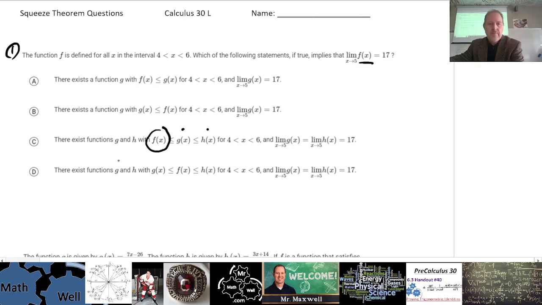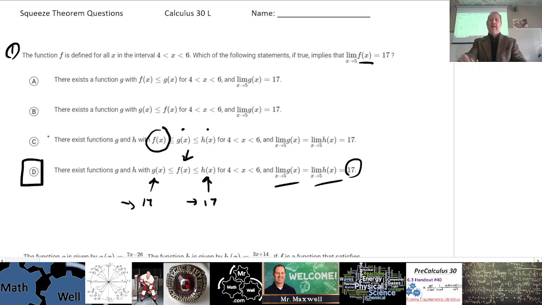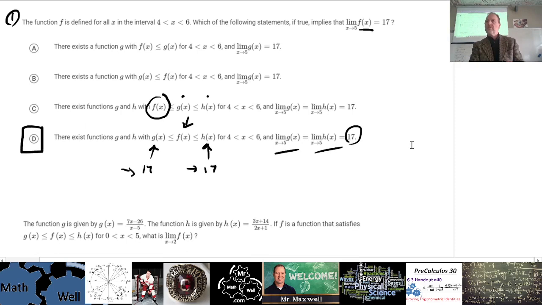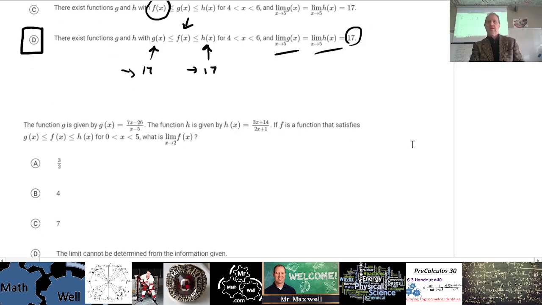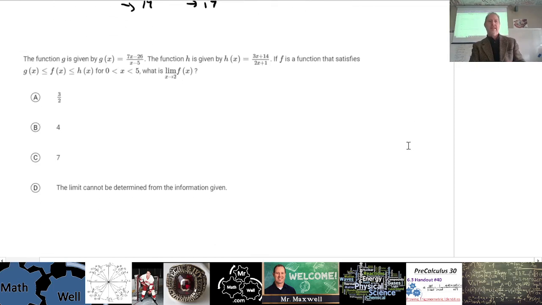Let's look at D. There exists a function where f of x is in the middle of g of x and h of x, and the limit of g of x and h of x as they both approach 5 is 17. So does this look rather squeezy? This looks pretty squeezy to me. Those both approach 17, and so f of x is in the middle of it. So would you agree with me that D is our correct answer? Okay, I like D. Any questions about that? Okay, let's move on to the next one.